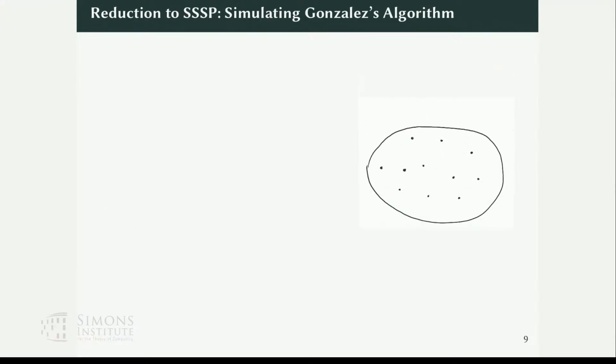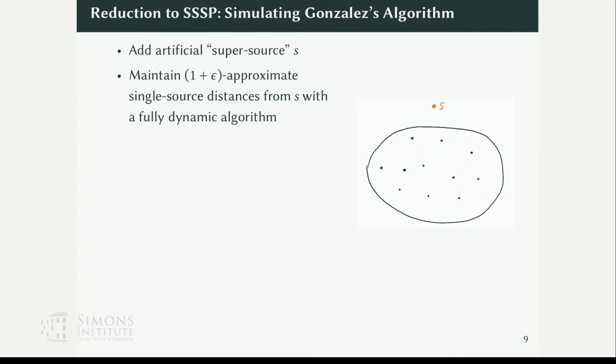Okay, now the reduction is as follows. We want to simulate this algorithm using a single source shortest path algorithm. So to this graph, I add some artificial supersource that's outside of the graph, and I start maintaining single source distances from this node. Initially, it's not connected to anything, but the algorithm internally has to do something already, somehow has to prepare for stuff. And now, after every update to the graph, first I forward this deletion or insertion, the update, to that graph.